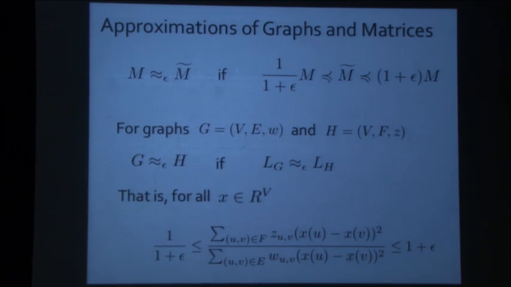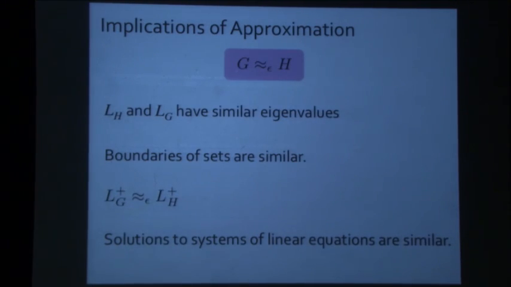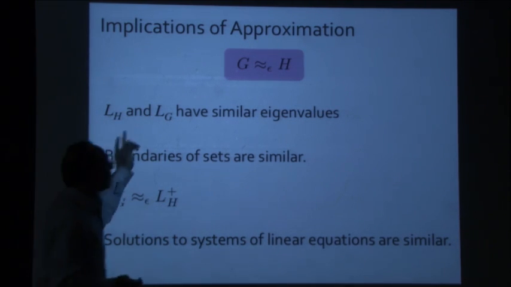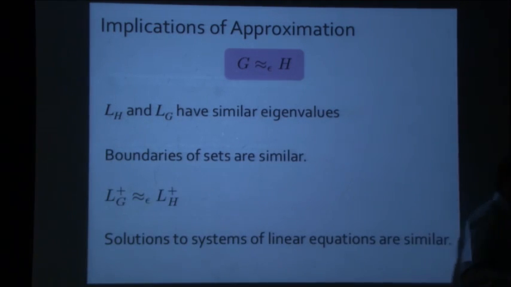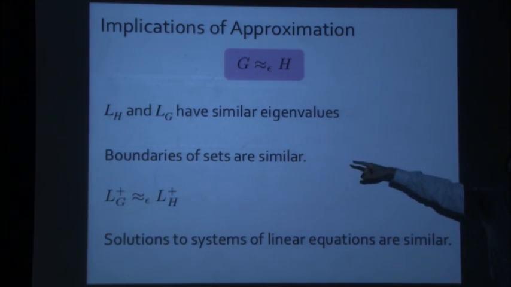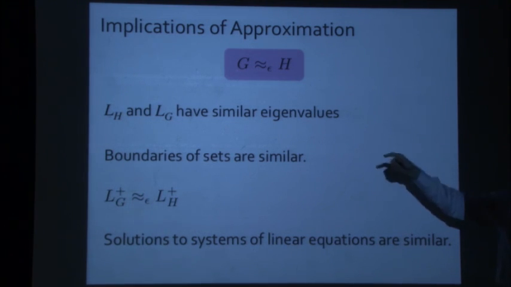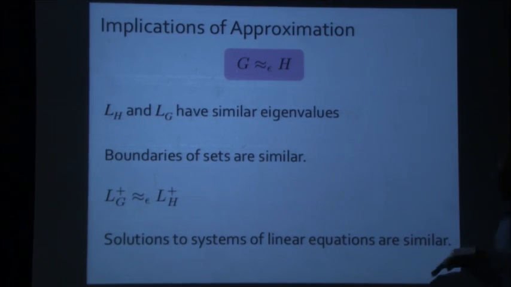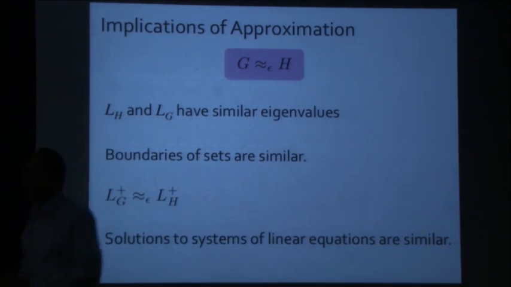In particular, if I have two graphs, and G is an epsilon approximation of H, well, then their Laplacian matrices have similar eigenvalues. All the eigenvalues can be paired up within a 1 plus epsilon factor. If eigenvalues are isolated from each other, it means the corresponding eigenvectors are similar, have small angle to each other. It means, in particular, the boundaries of every set in the two graphs are the same. So if one graph is an epsilon approximation of another, for every set of vertices, at least the sum of the weights of edges in the boundary of that set has to be similar.